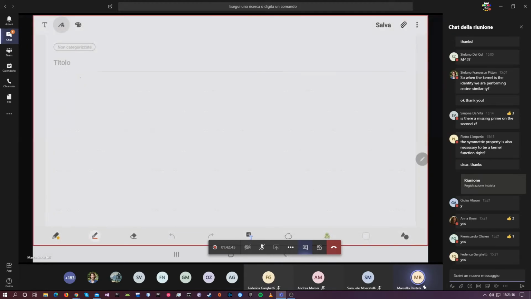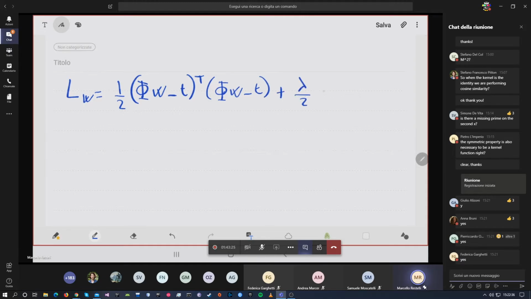So we have said we have the loss function. The loss function of ridge regression, that we know in matrix form can be written in this way: capital phi W minus T transpose, capital phi W minus T, plus W transpose W. Okay, this is how we wrote the loss function of ridge regression in matrix notation.